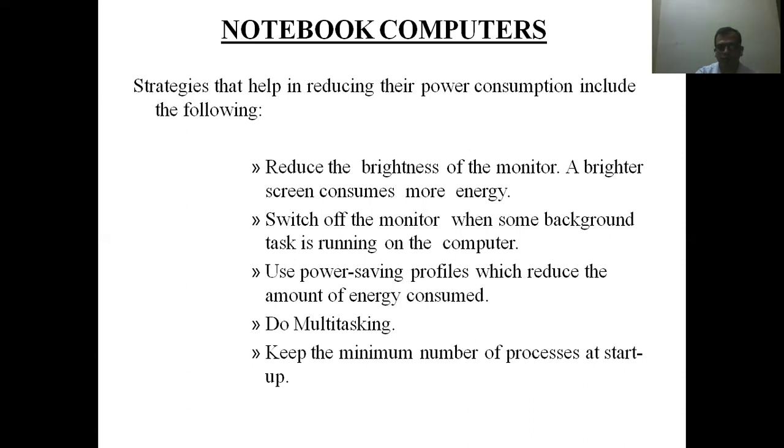Another method is to use power saving profiles. Screen savers can be used, which will minimize the energy and reduce the amount of energy consumed. Do multitasking: instead of using the computer for a longer time, do multiple tasks if possible, so it will reduce the usage of energy by the computer. Keep the minimum number of processes at startup, because many processes are not required. When you minimize the number of processes at startup, it will reduce the consumption of the computer, so it will avoid energy consumption.